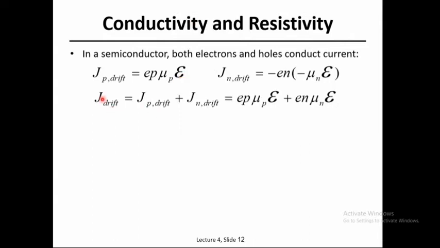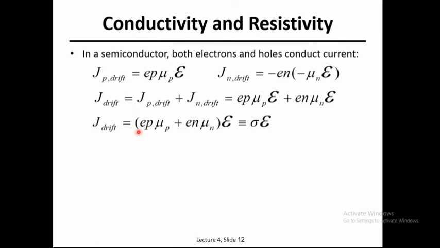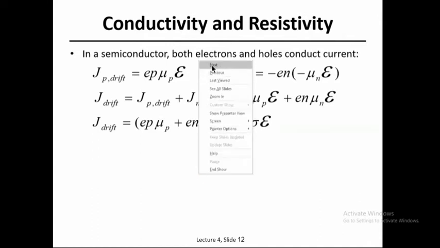And we say that the total drift current is the sum of the current for holes plus the current of electrons. So we can rewrite the equation in this form, saying that it's e p mu p plus e n mu n times the electric field, which is the conductivity of the material times the electric field.